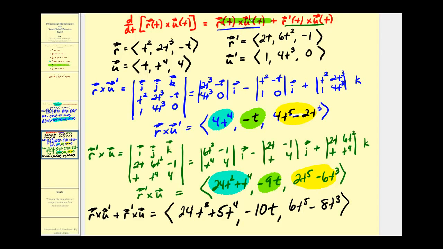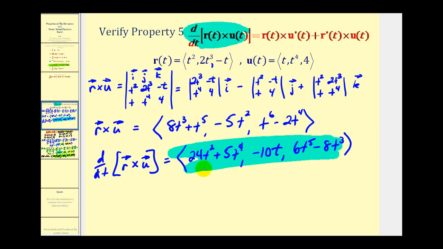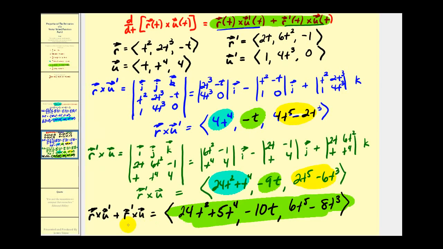So now we have found the right side of this equation to be this vector-valued function. And this should be the same as what we found on the previous screen. Let's go ahead and check it. Here's the derivative of the cross of r and u. And here's the sum of r crossed with u prime and r prime crossed with u. And it's a perfect match. So it's not a proof, but we have verified that property is valid. That'll do it for this video.